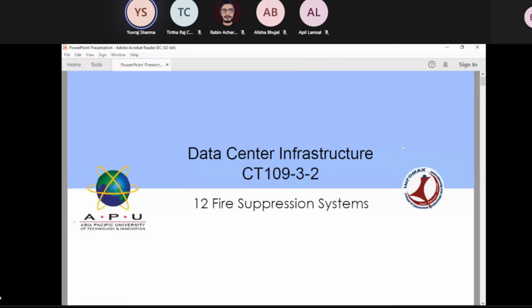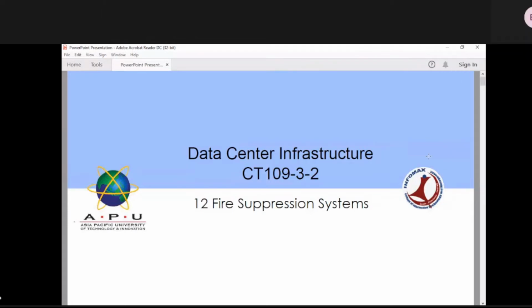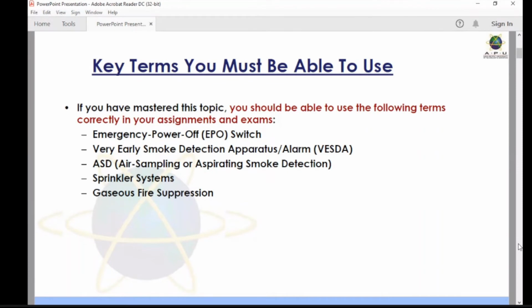So this, the last chapter, okay, fire suppression system. This is not very technical. It's more informative type of chapter, okay. Very technical science, I know. So here we'll discuss about the following things, okay, key terms. Emergency power off, EPO switch. What is EPO switch? Very early smoke detection apparatus all around, VESDA, okay, and air sampling or aspirating smoke detection.